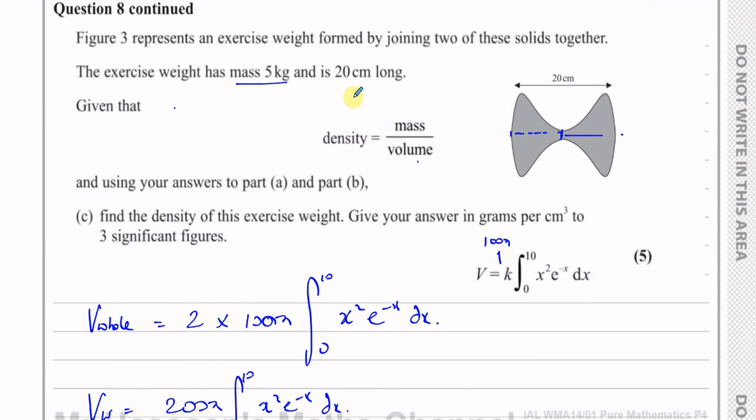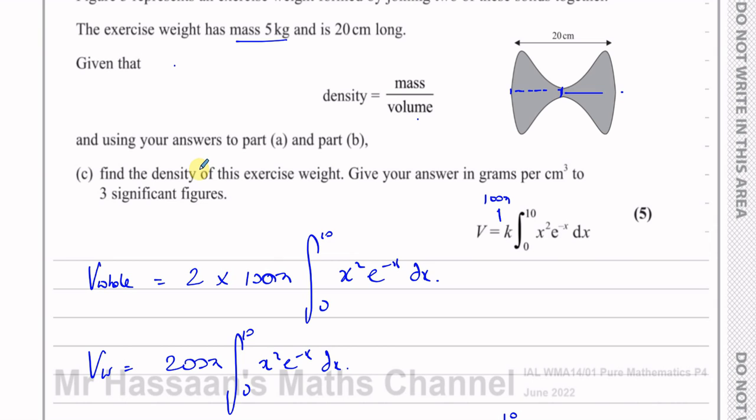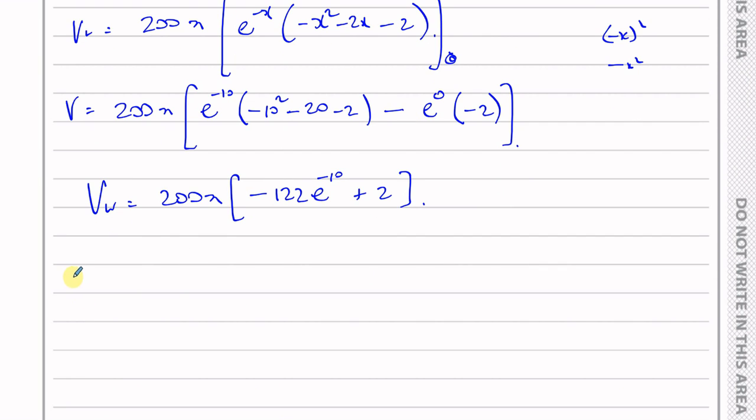It says density equals mass over volume, and we're going to find the density in grams per centimeter cubed. So we know that density equals mass over volume. The mass is 5 kilograms, which is 5,000 grams.